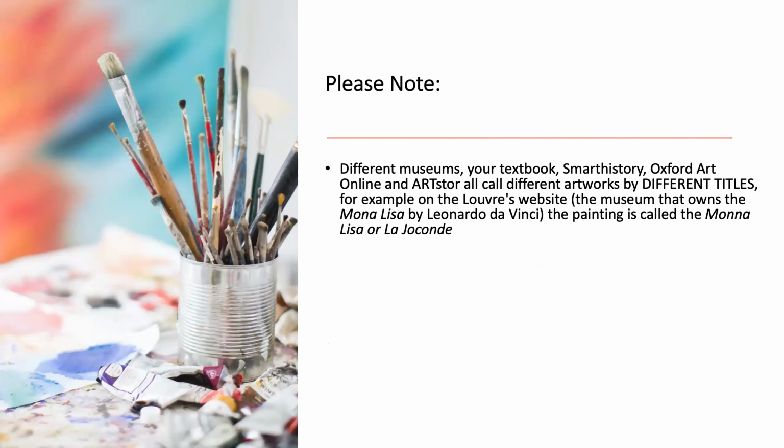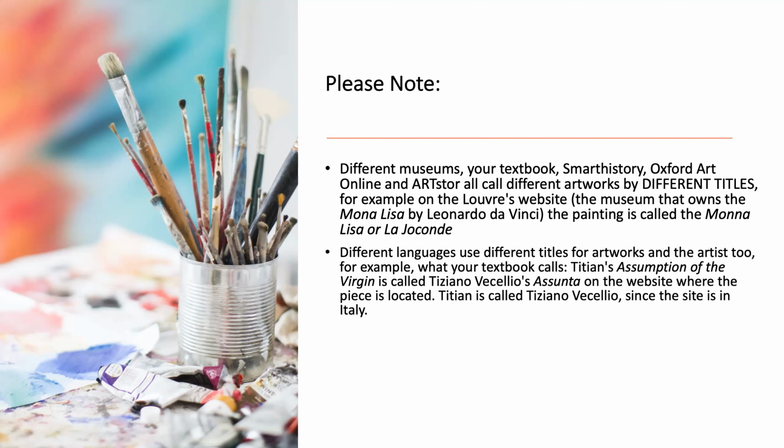Please note, different museums, your textbook, Smart History, Oxford Art Online, and Art Store all call different artworks by different titles. So I was really kind of amused to see that on the Louvre's website. So that's the museum that owns the Mona Lisa by Leonardo da Vinci, which is probably the most famous painting in the world. They call the painting the Mona Lisa, spelled with 2 N's, or La Joconde. But I just thought that was really interesting that for such an iconic artwork, they have so many different names and spellings for it. So just watch out for that.